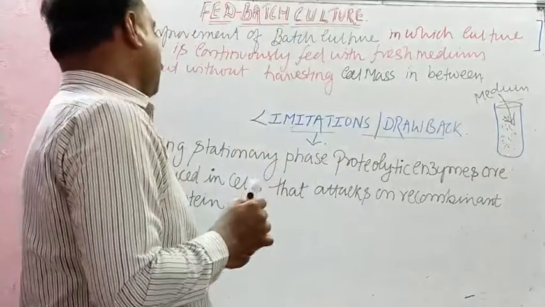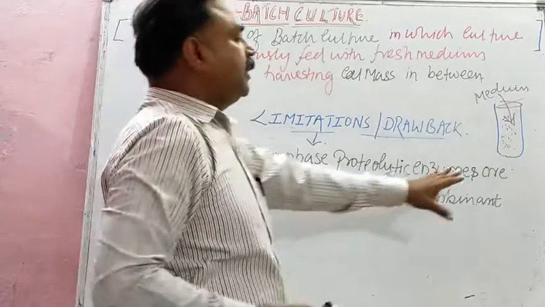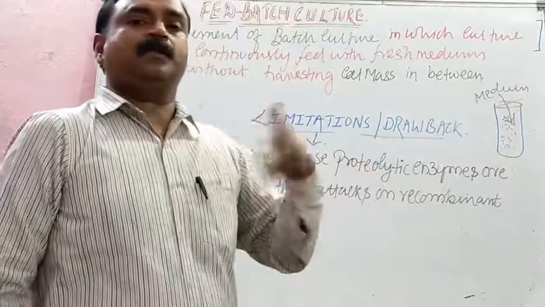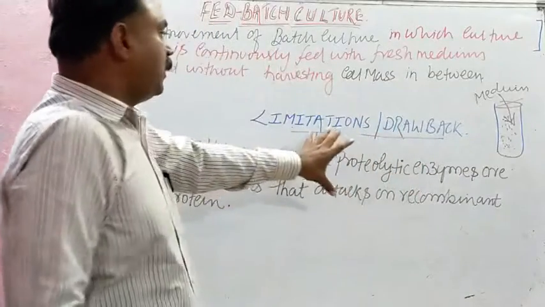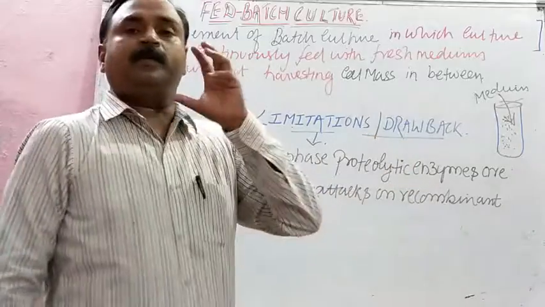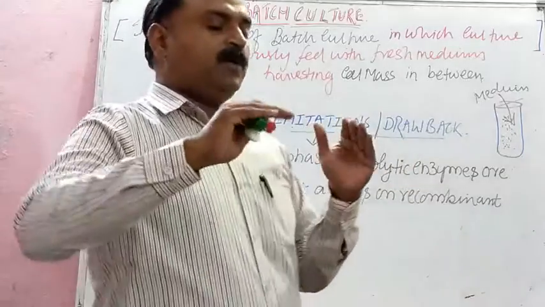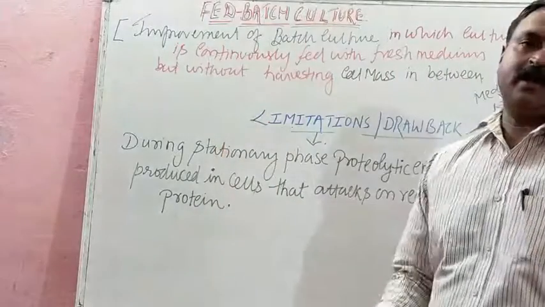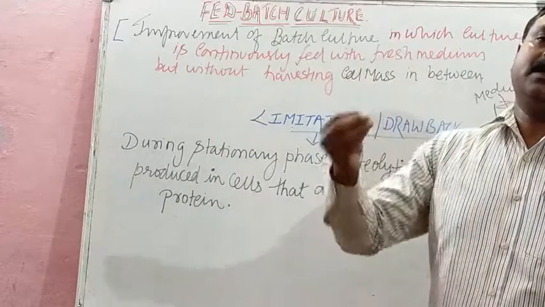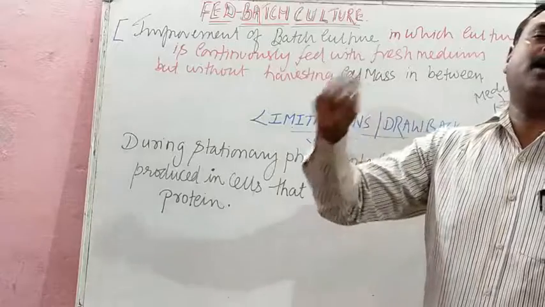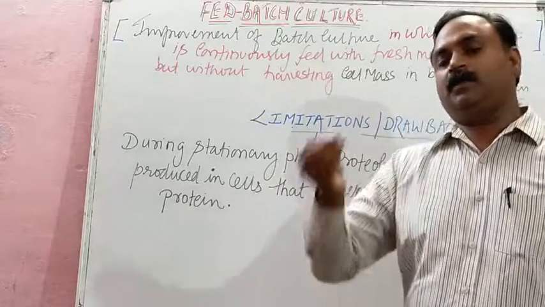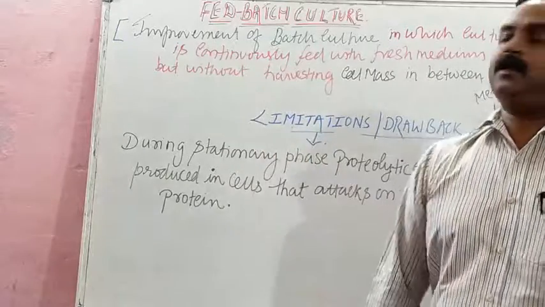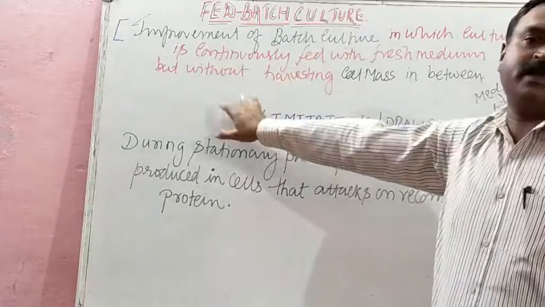The limitation is very simple. There are 4 phases: lag, log, stationary and dead. But what is the limitation here? During the stationary phase, proteolytic enzymes are produced in the fermenter, and they attack and are harmful for the recombinant protein during the fermentation. This limitation you are going to study in detail in class 12th, but this definition you have to study in class 11th.